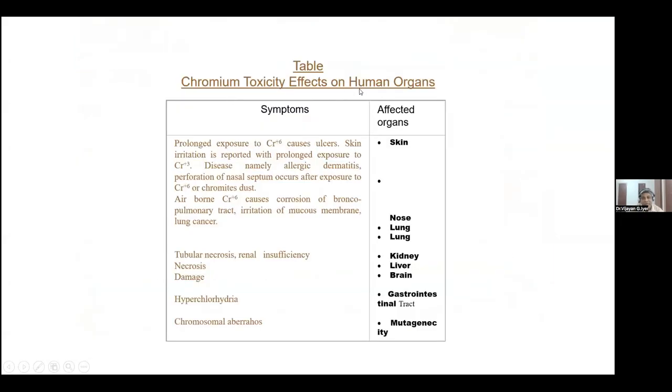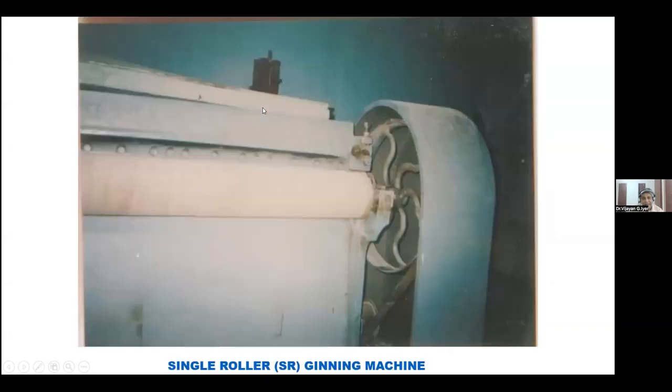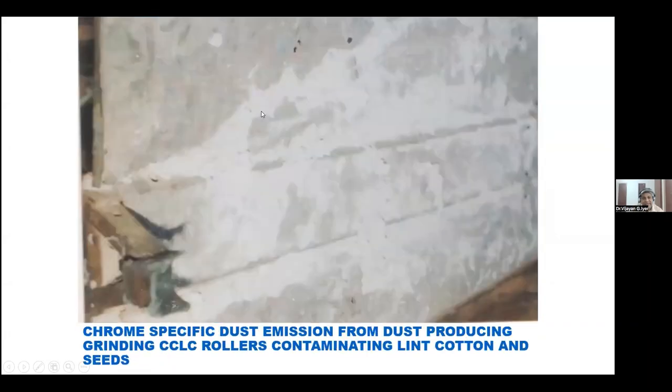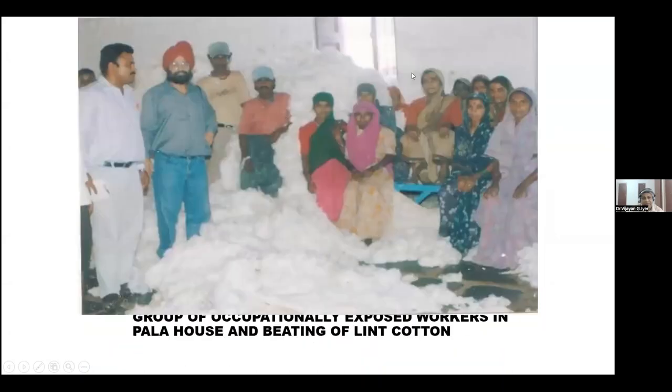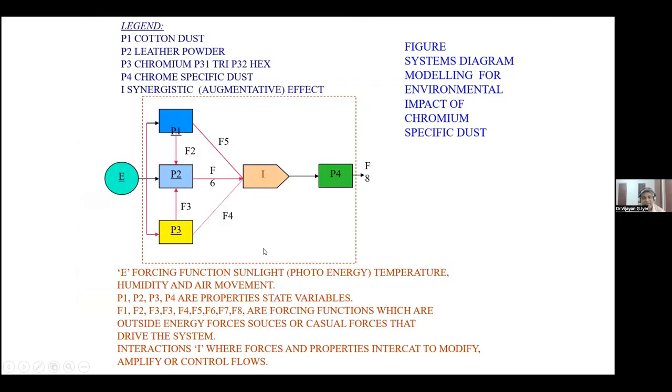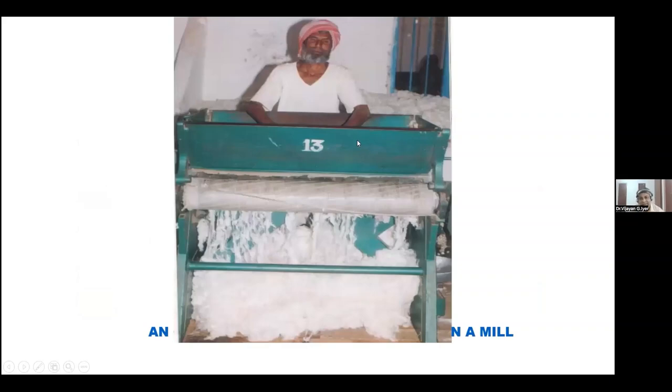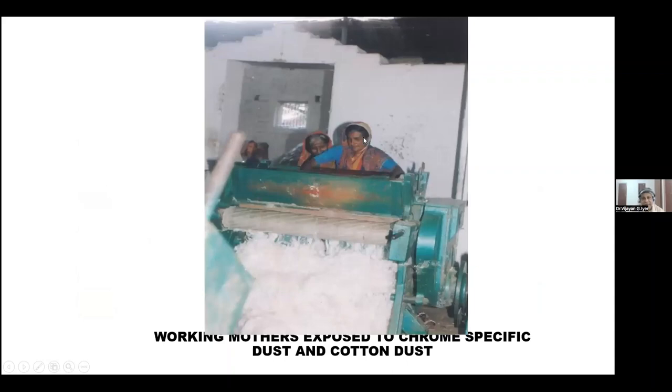And chromium toxicity effects on the human organs. The people get affected due to the chromium poisoning in the vicinity. So these are the chromium powder, how these people get affected. You can see the physiological disorders and psychological disorders among the people in the vicinity due to byssinosis disease and COPD, as well as brain damage due to the effects of these occupational health exposures, and occupational health hazard due to the dust-producing grinding action.